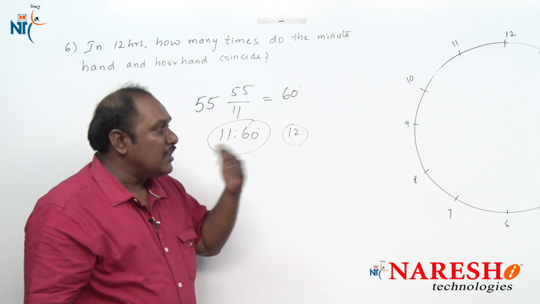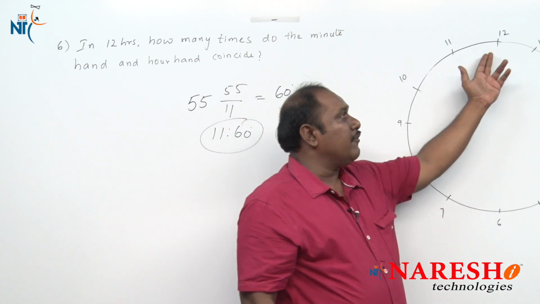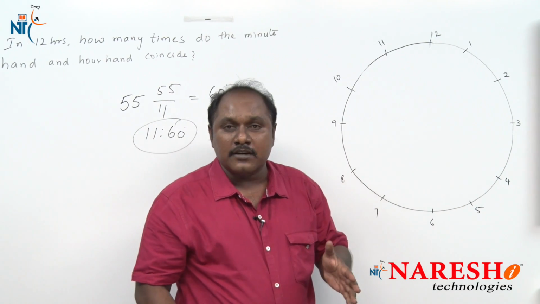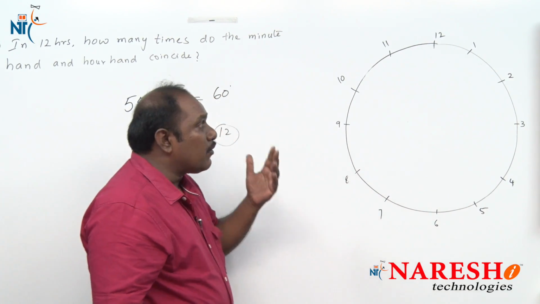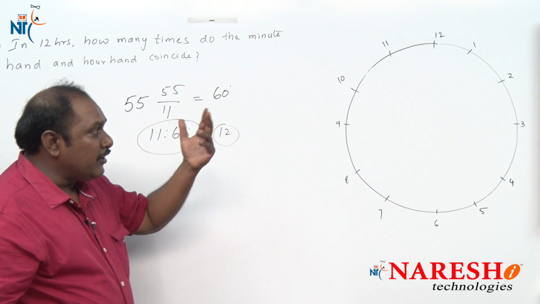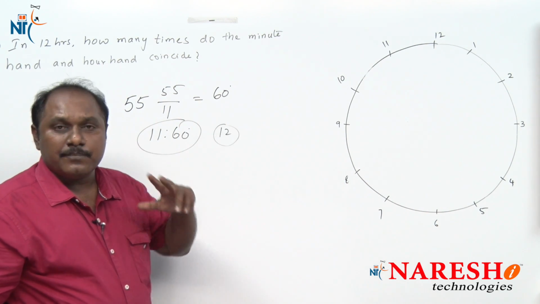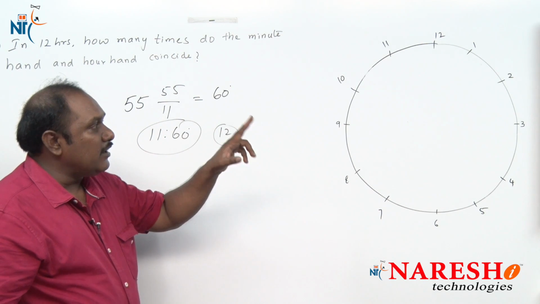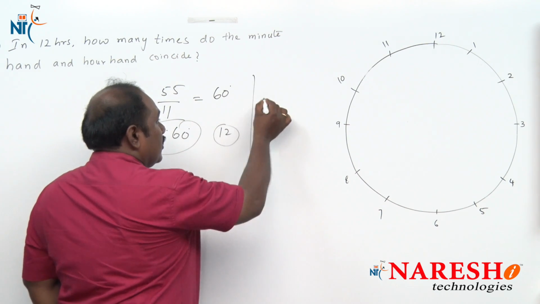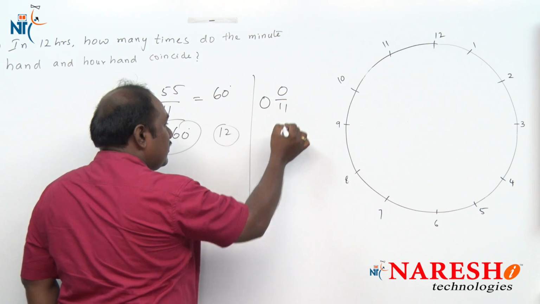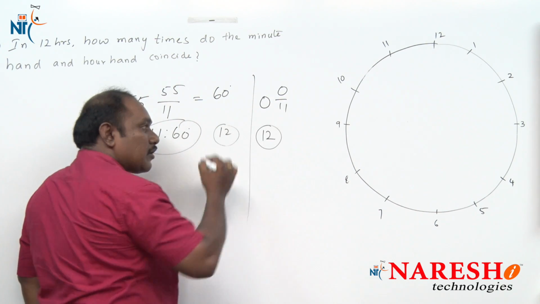In the same way, if I ask you, in between 12 o'clock and 1 o'clock, at what time do they coincide? In between 12 o'clock and 1 o'clock, if I want to find out at what time do they coincide, I have to take the smallest number of 12 and 1. The smallest number of 12 and 1 is not 1, it is 12, where I have to assume it as 0. So it becomes 0, 0 by 11. So once again, it's nothing but 12 o'clock.